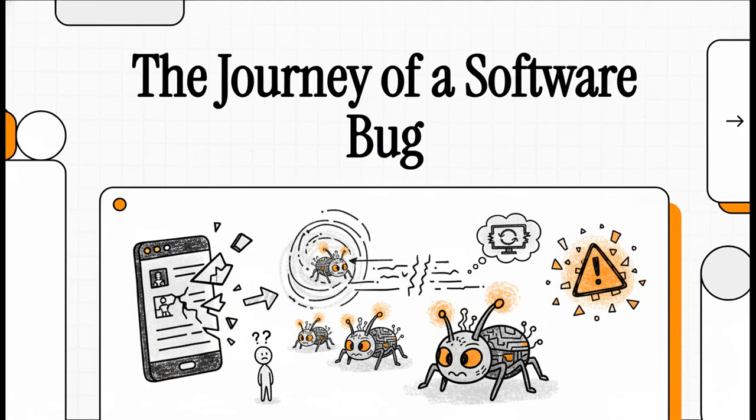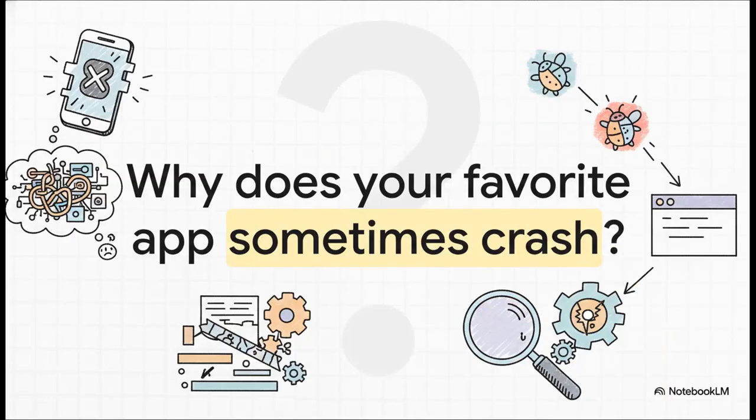You're right in the middle of doing something, maybe something really important, and boom, the app you're using just crashes. Or it starts doing something totally bizarre. Well, today, we're going to pull back the curtain and take a deep dive into the secret life of these glitches, the software bug. It's one of those things that drives us all crazy, isn't it? You tap a button, you expect one thing to happen, and instead, the whole app just freezes up or disappears.